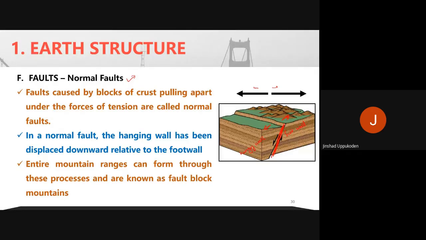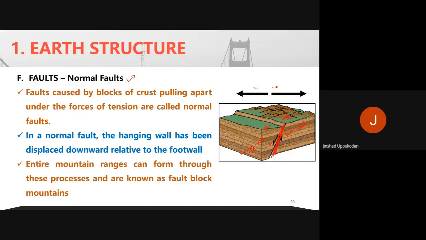So what happens when the angle is like this? This will go down, this will be up. The direction is shown here. This is called a normal fault. The hanging wall is going down and the foot wall is going up. This happens when both the plates are moving away from each other. This is called a normal fault.